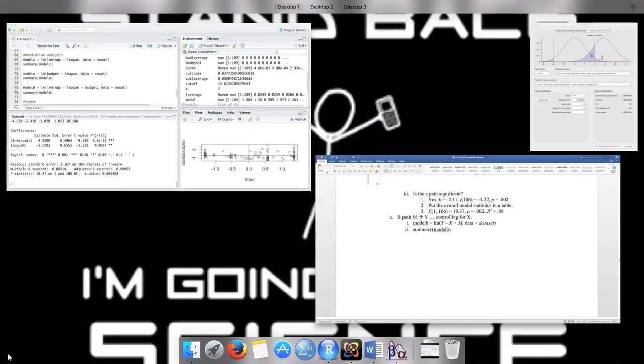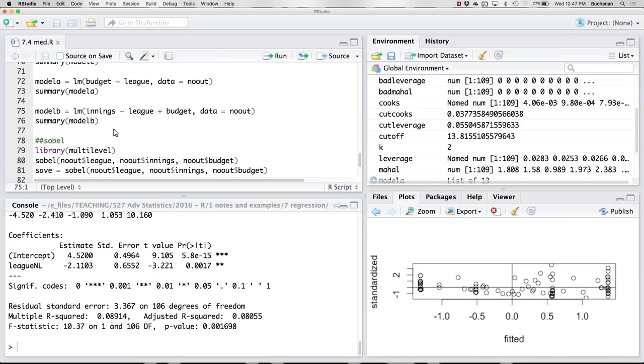Last step is X and M together predicting Y. So we're going to use league and budget to predict Y, because it's like league predicting budget, which predicts Y, so we're doing both of them together. If you ignore this path, we're doing these two lines. So you don't do M only to Y and then X to Y again. Okay, so we've got to do M predicting Y, controlling for X is what's going on.